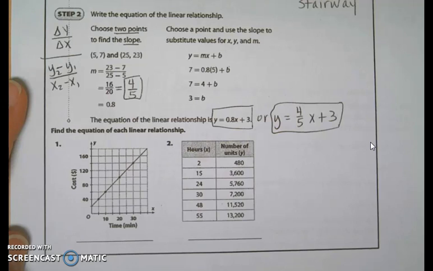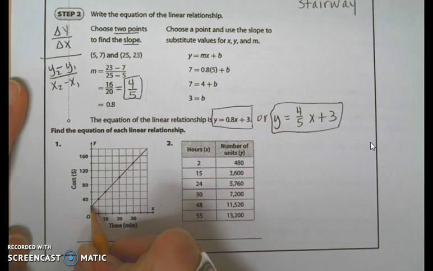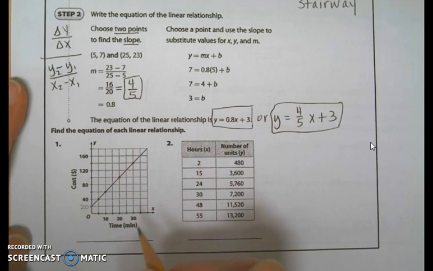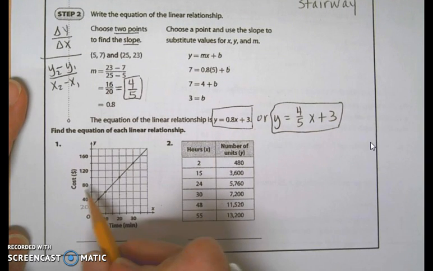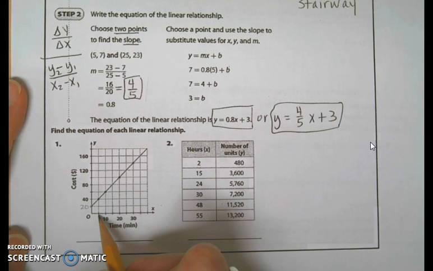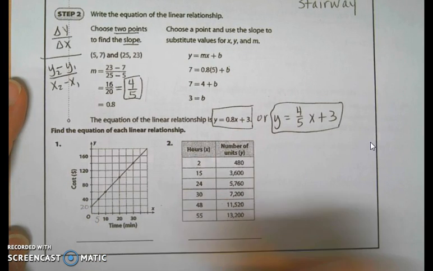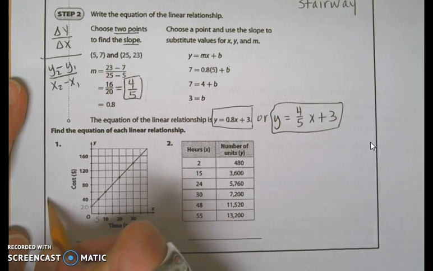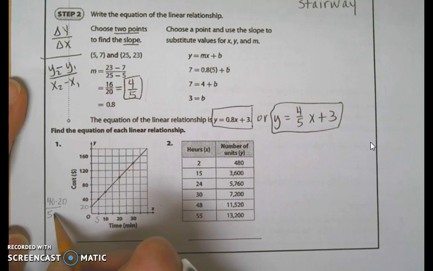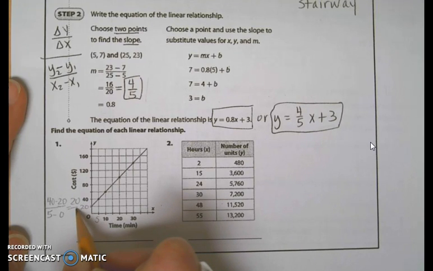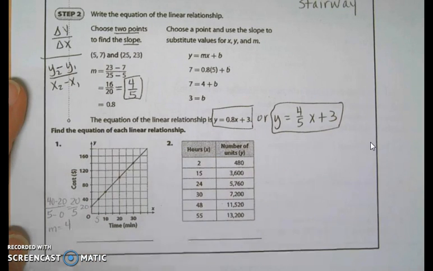First, I'm going to find the slope of my line. So I'm going to choose 2 points. Well, I know that this is 0, 20, and I know that this is 5, 40. So I'm going to do 40 minus 20 over 5 minus 0, which will give me 20 divided by 5. So my slope is 4.